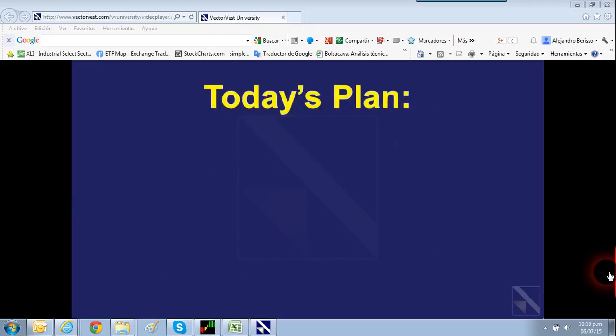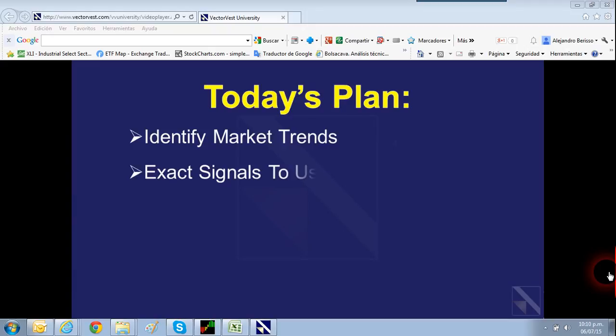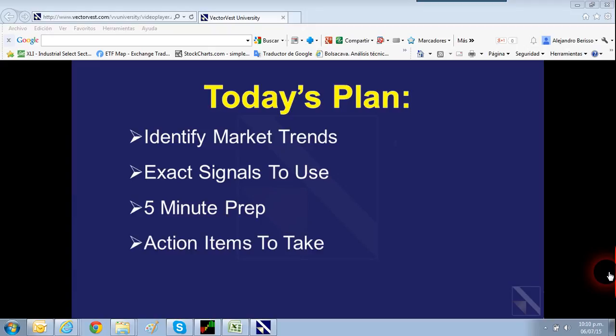So here's the game plan for today. First, you'll learn how to identify the trends of the market and the exact signals to use to tell you it's okay to buy. After that, we're going to talk about the 3rd secret to making money with VectorVest. I'm still not going to tell you what it is just yet, but just know I'll give you something simple you can do in 5 minutes each day to make sure you're prepared for the next day. And then we'll finish up today with action items for you to take. All right, well, let's get right to it.